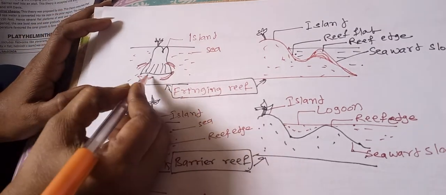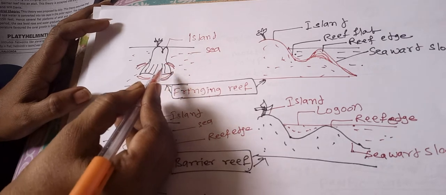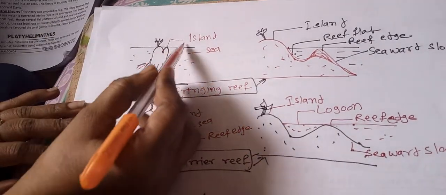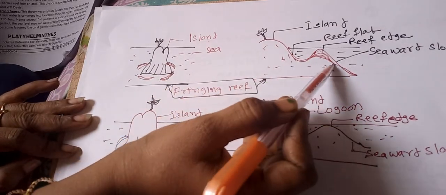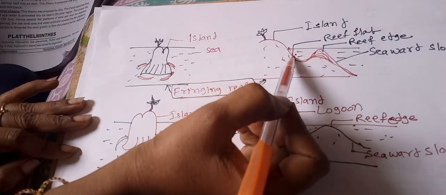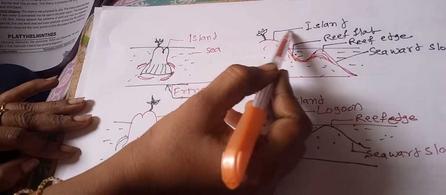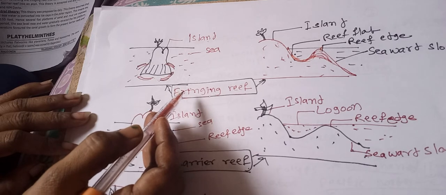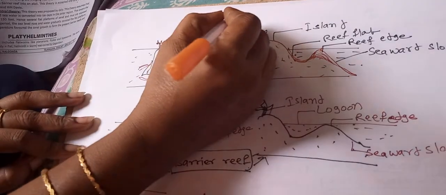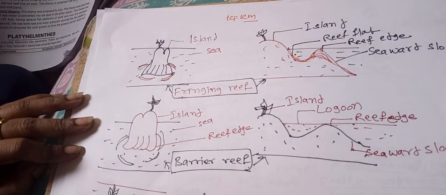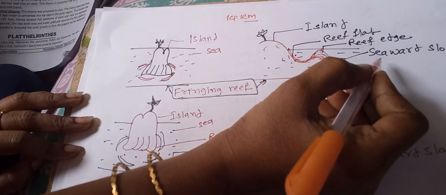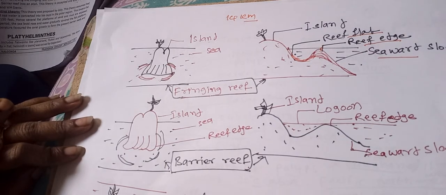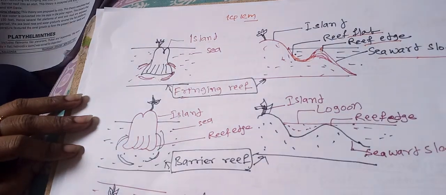Fringing reefs: coral reefs lying along the shore of some volcanic island are called fringing reefs. Very important. This is the island, this is sea water, this is the edge of the island. You see, this is the sea water slope, this one is the reef flat, this one is the island, this one is the reef edge. Fringing reefs spread in a flat shape to about 14 kilometers. The fringing reefs have three regions, namely the reef flat, very important, the reef edge, and the seaward slopes.